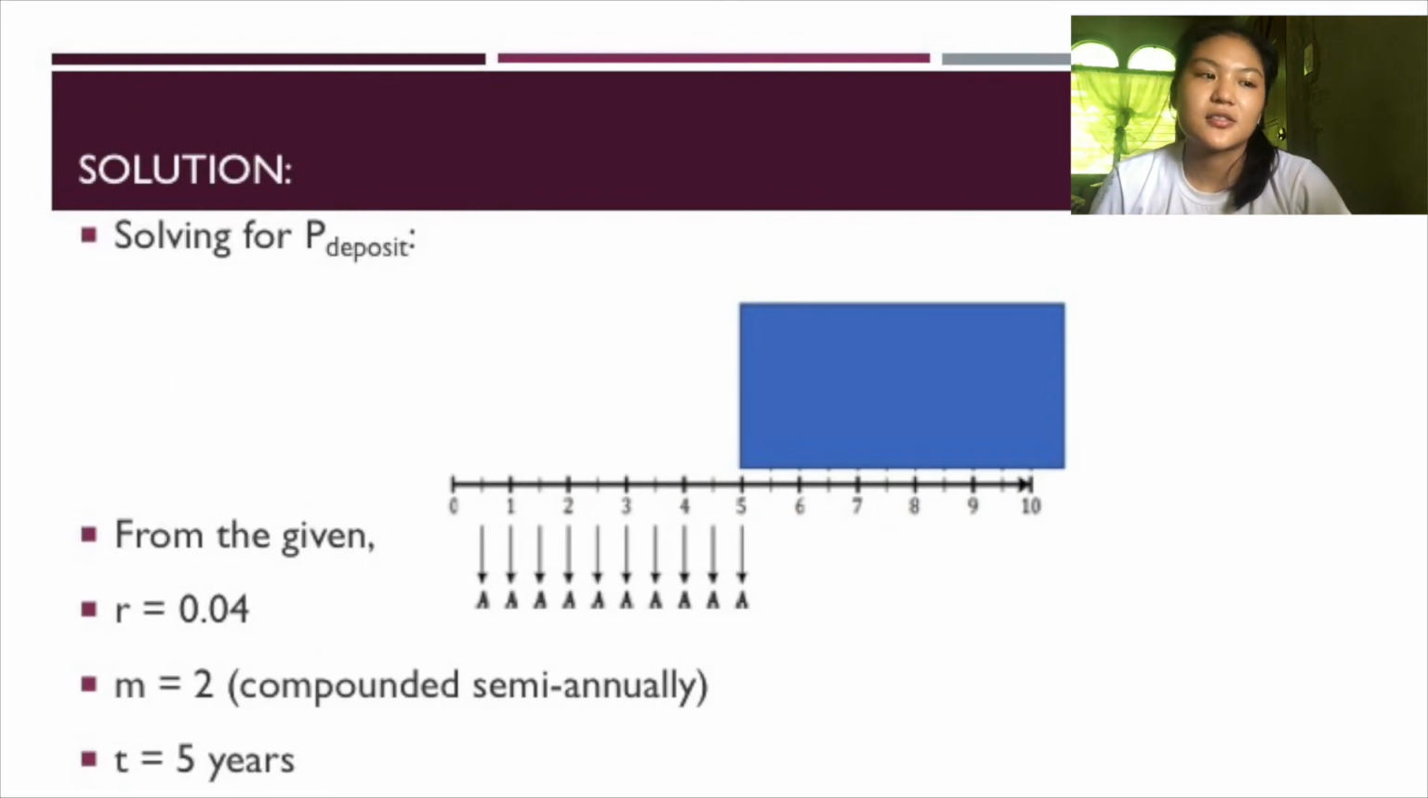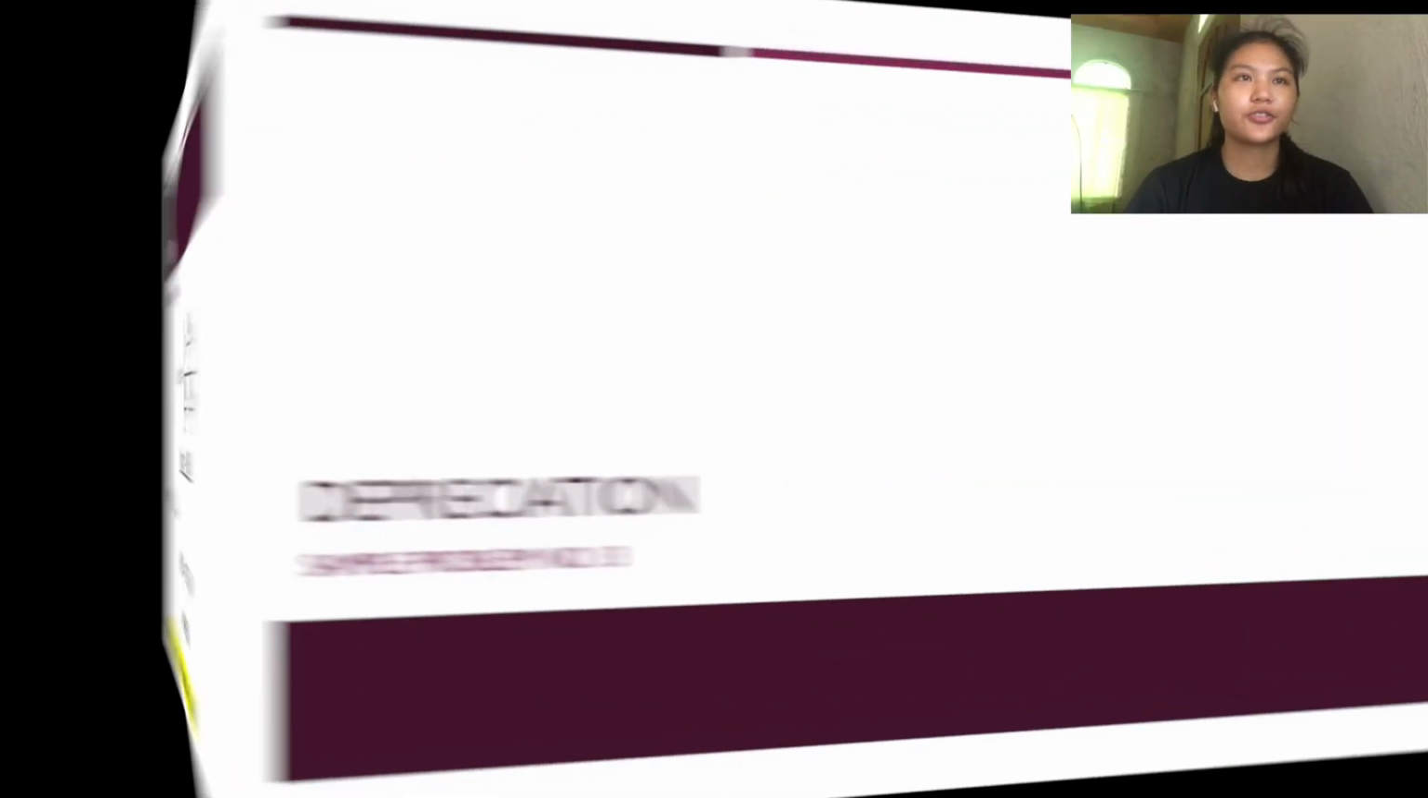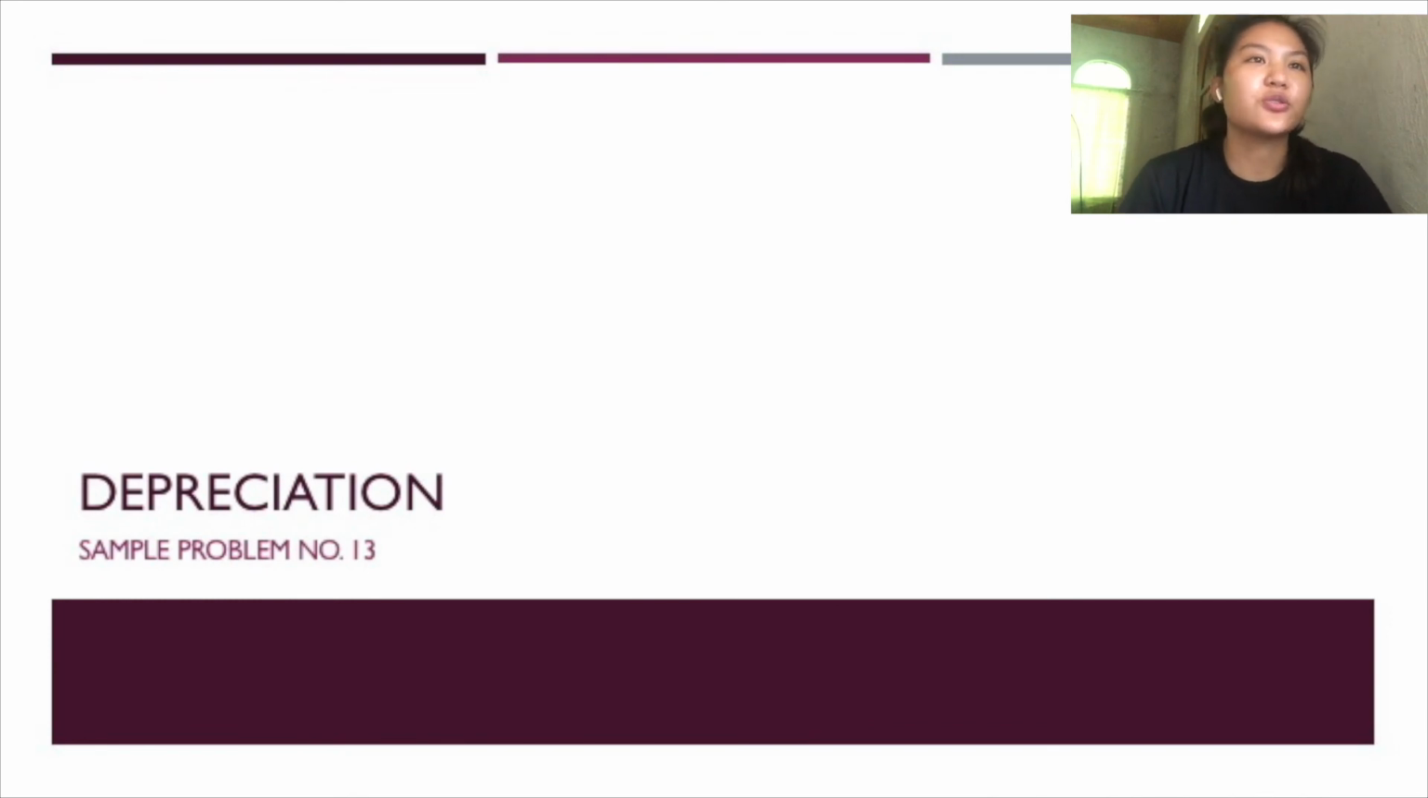147,376.9668 pesos. So for solving the P deposit, from the given, the R is equal to 0.04, the M is equal to 2, which is compounded semi-annually, the T is equal to 5 years. After substituting the given values to the formula of P deposit, we will get the result of P deposit is equal to 8 times 8.9826. And since P deposit is equal to P withdrawal, we solve and get a fixed deposit of 16,406.94 pesos. So after the deferred annuity, we will proceed to depreciation.